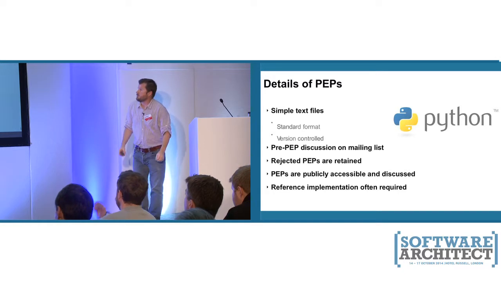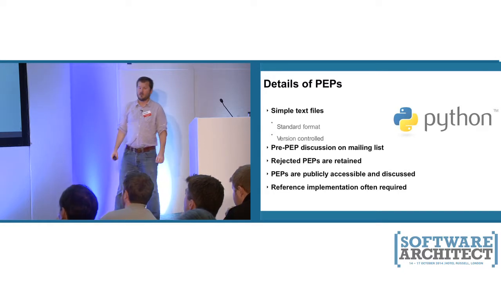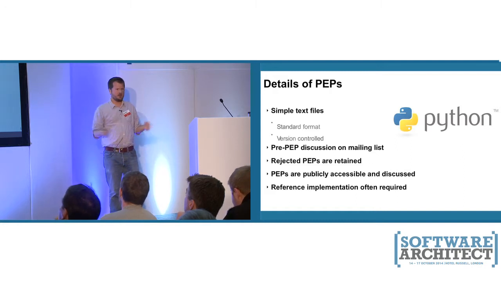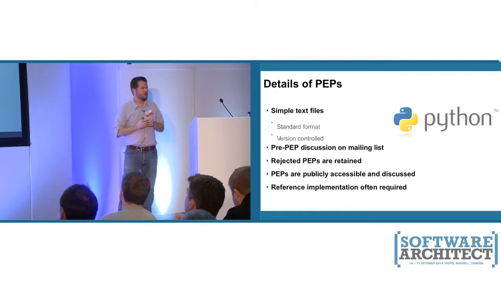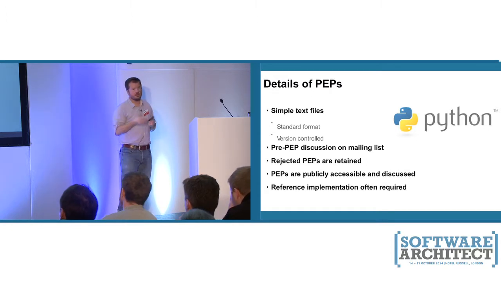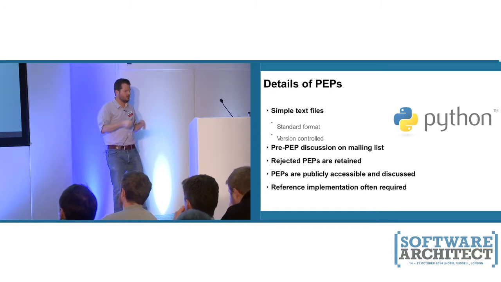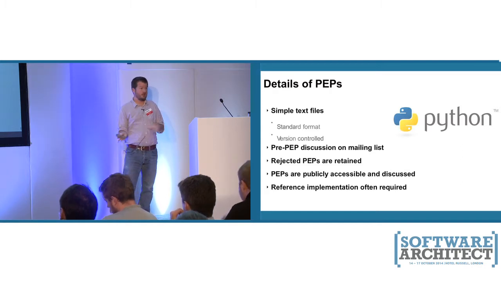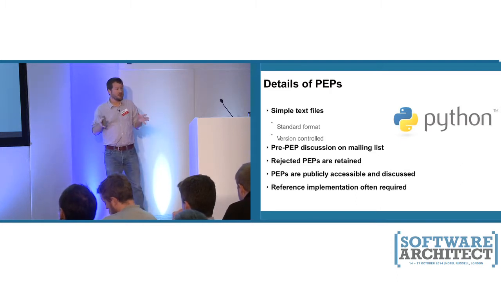PEPs are relatively simple things. They're simple text files. They use, as I said, a standard format. They're version controlled, so they're kept in, I guess, the Mercurial repository with the rest of the Python universe. Before a PEP is written, a lot of work goes on just in the mailing list. So somebody comes to the mailing list and says, hey, I've got this great idea, we should have this new keyword, something, something, something, and they talk about it. Generally, that's rejected before there's a PEP even written. So lots of work goes on in the open, even before an actual document is created.